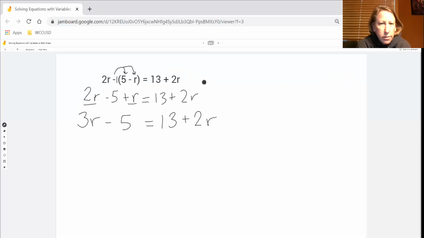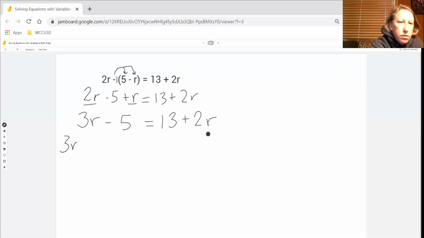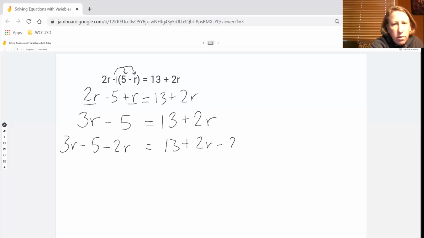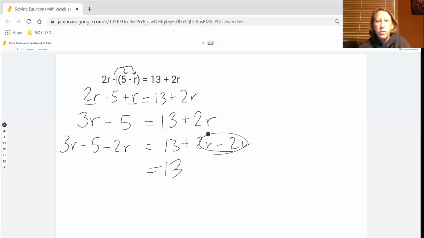Combine like terms. All right, now I have variables on both sides. I've got 3r's over here and 2r's over here. I'm going to subtract these 2r's from both sides. Subtract 2r there, and I'm going to subtract 2r here. It's going to be my 0 pair. That's the whole reason for doing that, because I knew it would go away.